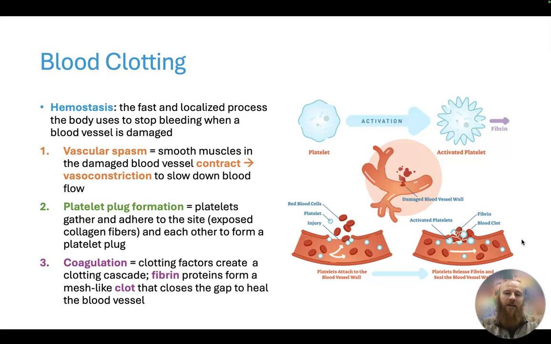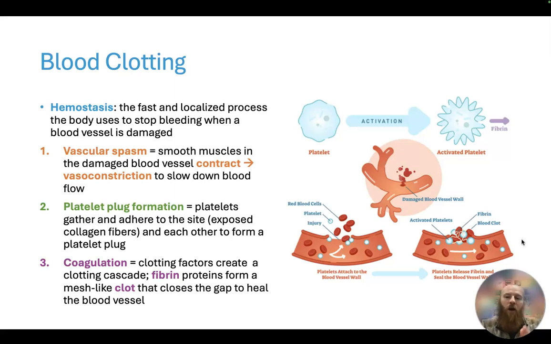This is referring to the fast and localized process that the body uses to stop bleeding when a blood vessel becomes damaged. This happens in 3 distinct phases. It's going to start with what we call vascular spasm. This is where the smooth muscles in that damaged blood vessel will contract, and then you'll experience what we call vasoconstriction. This is a narrowing of the blood vessel, and this will slow down blood flow so that we don't experience increased loss of blood. So we're going to vasoconstrict, contract those smooth muscles in order to further restrict blood flow. We don't want normal blood flow happening in this area.